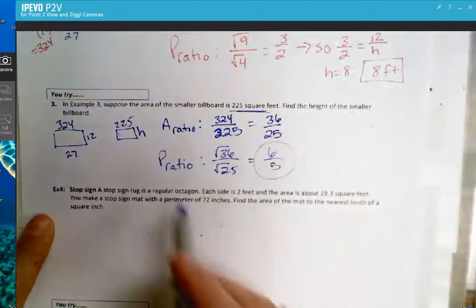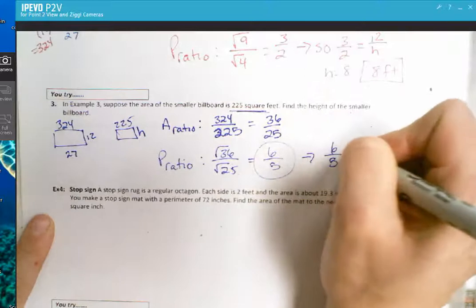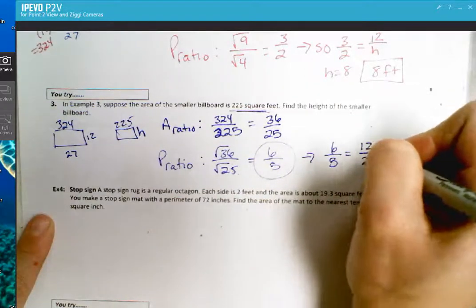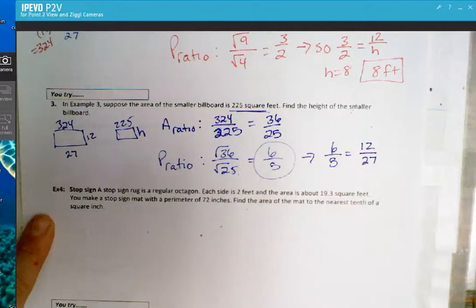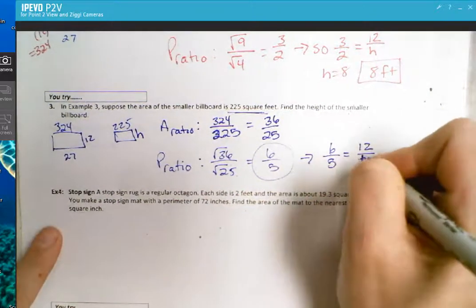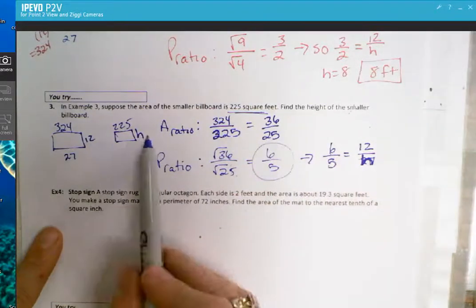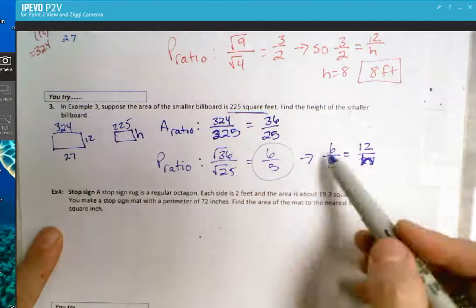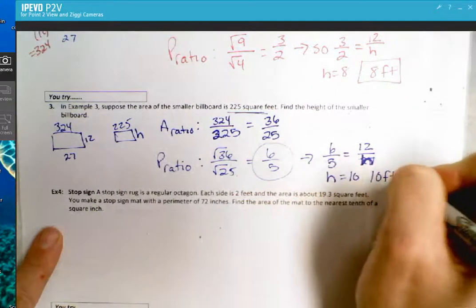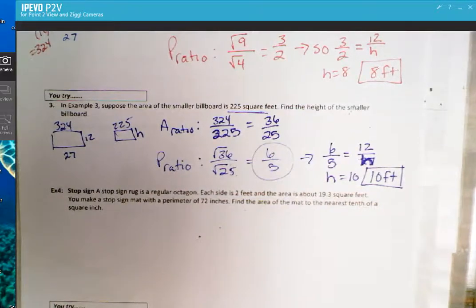So the square root of 36 over the square root of 25, which means I have 6/5. Now I know what the ratio is, I can set up my proportion. So 6:5 as 12:27, 12:H, sorry. That makes more sense because we're solving for H. So 6:5 is my perimeter ratio, as 12:H. Then we cross multiply to solve for H, and we get H is equal to 10. So when my area is 225 square feet, my height is 10 feet.